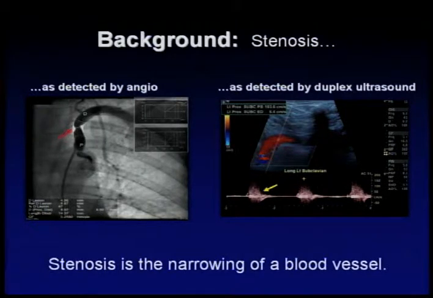On the left, you see stenosis is detected by angio. This example has 47% blockage. On the right is the same subclavian artery as detected by ultrasound. The turbulence is the indication.